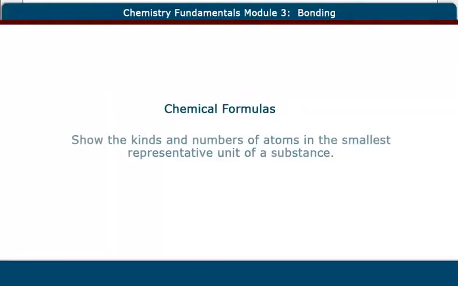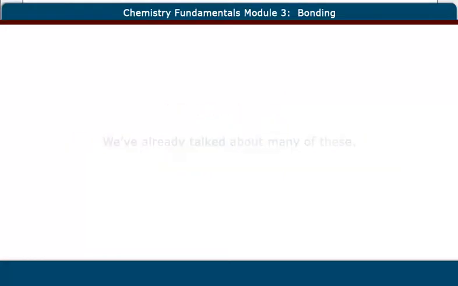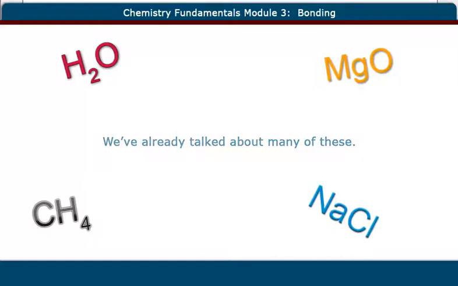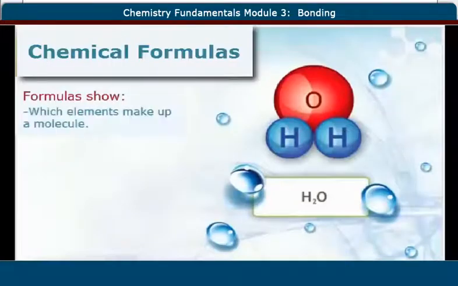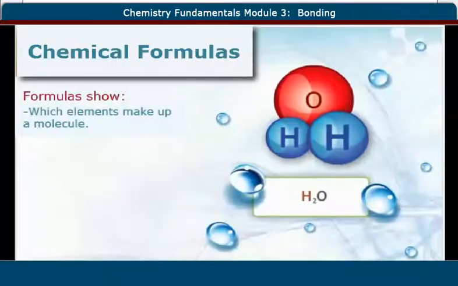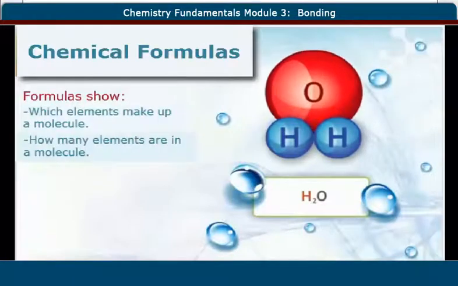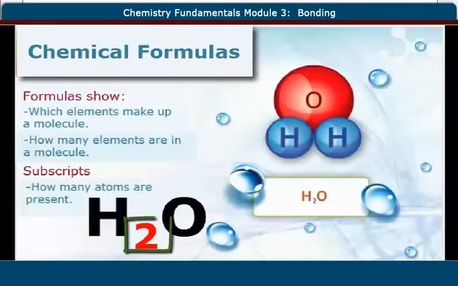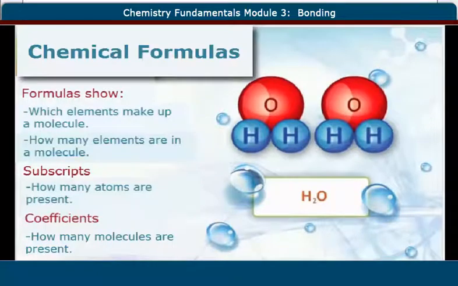Chemical formulas show the kinds and numbers of atoms in the smallest representative unit of a substance. We've already talked about many of these. Formulas show which elements make up a molecule and how many elements are in that molecule. The subscripts show how many atoms are in the molecule. Water, H2O, contains 2 atoms of hydrogen. The number that is placed before the formula is called the coefficient. This indicates how many molecules are present.